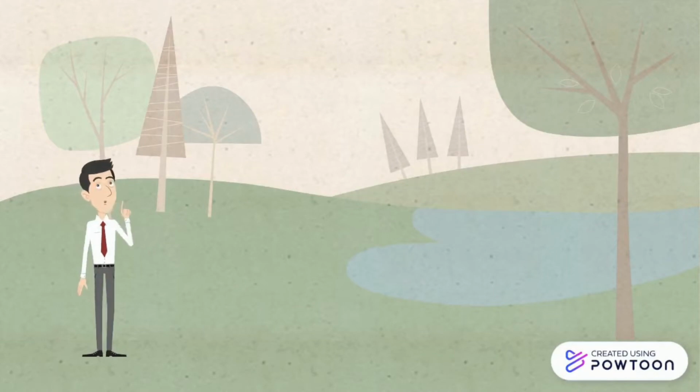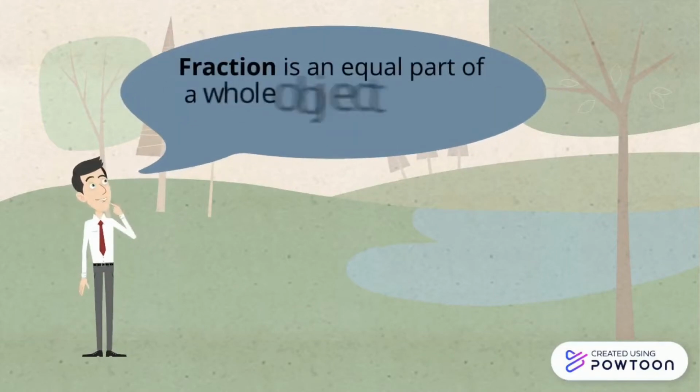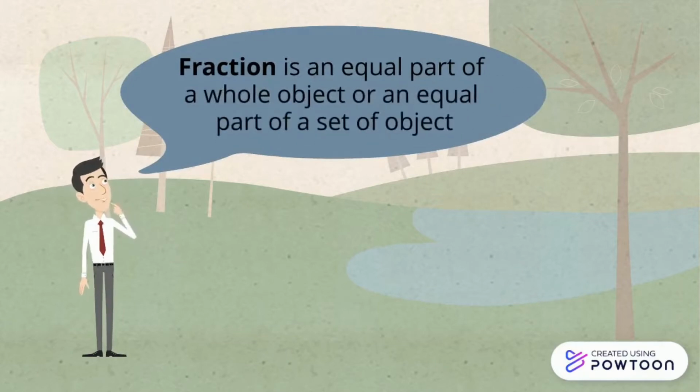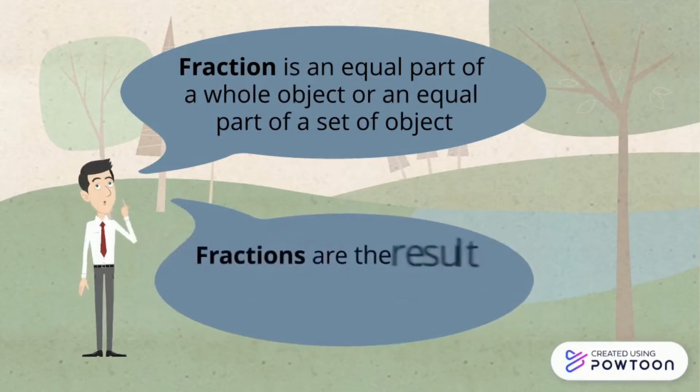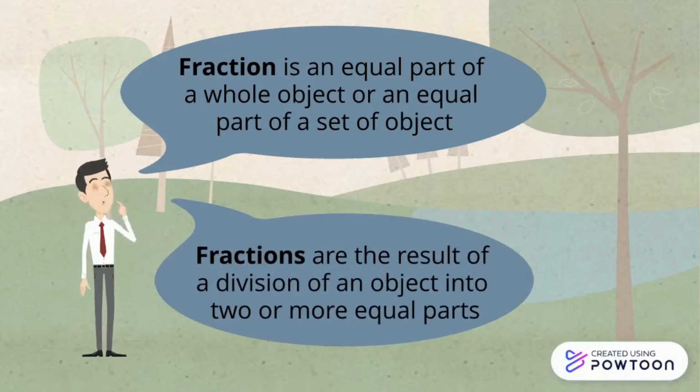First, let's talk about what a fraction is. A fraction is an equal part of a whole object or an equal part of a set of objects. Fractions are also the result of a division of an object into two or more equal parts.